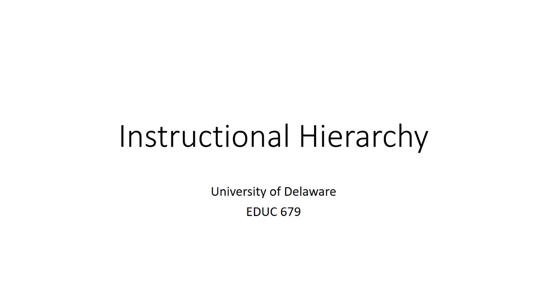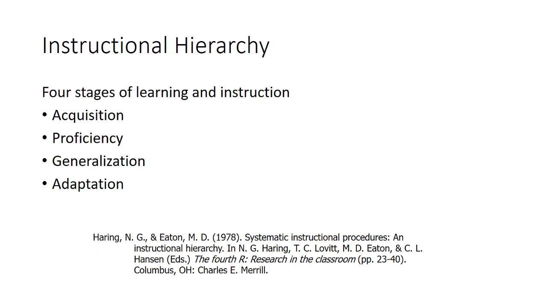The instructional hierarchy is another useful framework for generating hypotheses about why a student is unable or can't perform a skill. Originally developed by Haring, Lovitt, Eaton, and Hansen, the instructional hierarchy posits that students move through 4 stages as they learn and eventually master a skill.